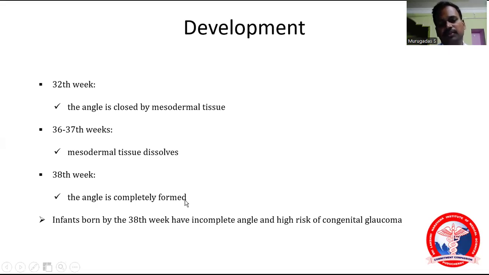The clinical significance of this development is that if babies are born before the 38th week of the gestation period, they may have an incomplete angle and they are at risk of congenital glaucoma.